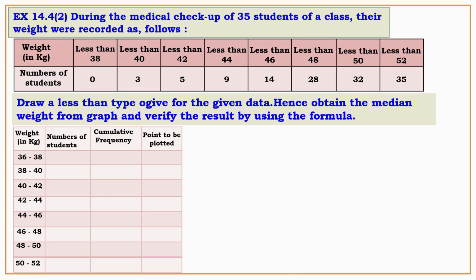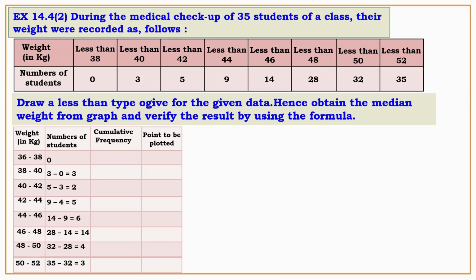Okay, so if you take a look, that is less than 38 and in the next we have less than 40, so the difference is 2. So we will always subtract whatever, because it is given the less than, right? So 38 will be the upper limit and we will subtract 2 to get the lower limit. So it will start from 36 to 38. So the next subsequent class interval will be 38 to 40, then 40 to 42. In this way we will complete the class interval column.